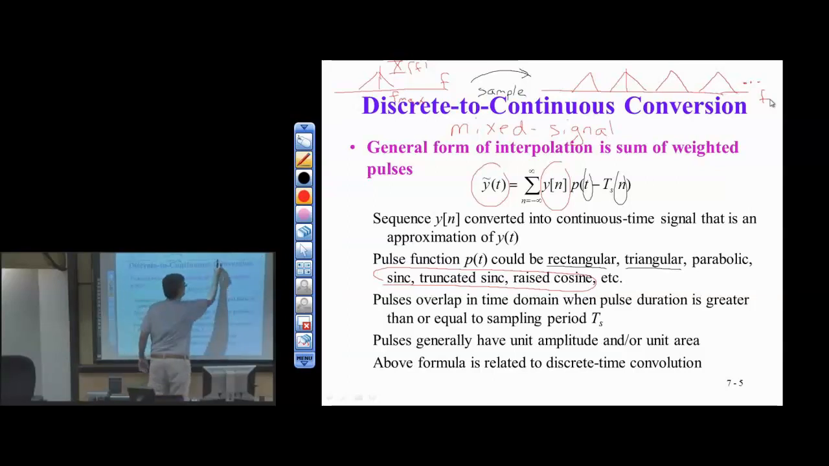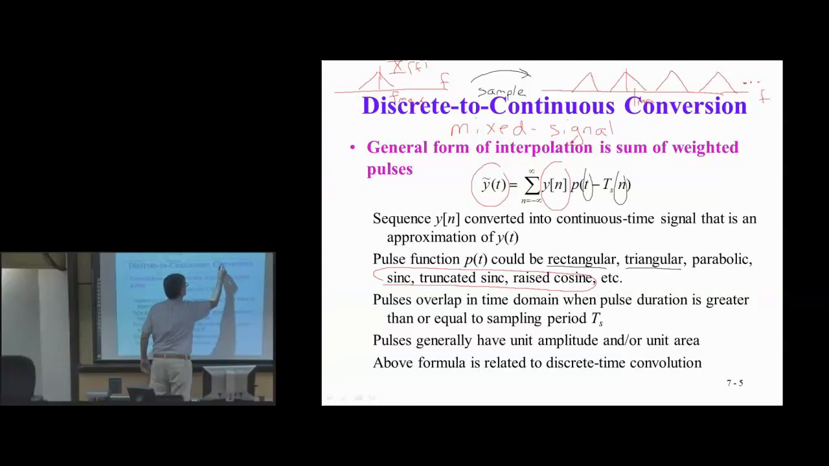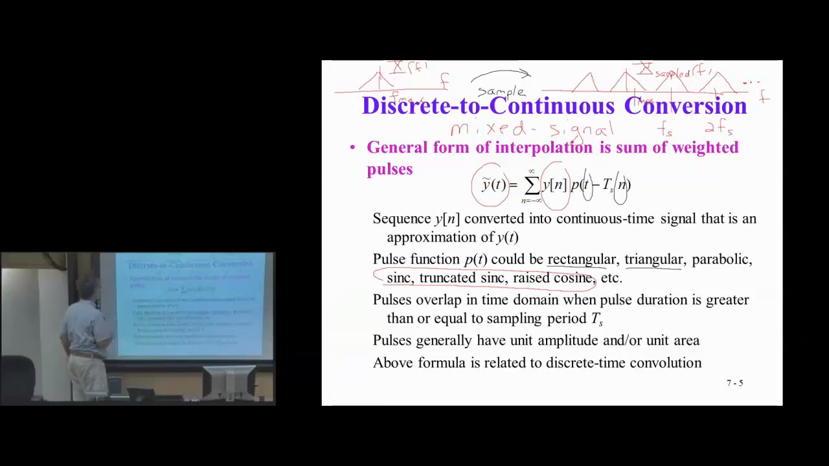So this point is still F max. That center point is the sampling rate. This center point is 2 times the sampling rate. So we get these replicas, and the offsets are integer multiples of the sampling rate. So this is X sampled of F. So to reconstruct, provided we've obeyed the sampling theorem, I need to put in a low-pass filter.